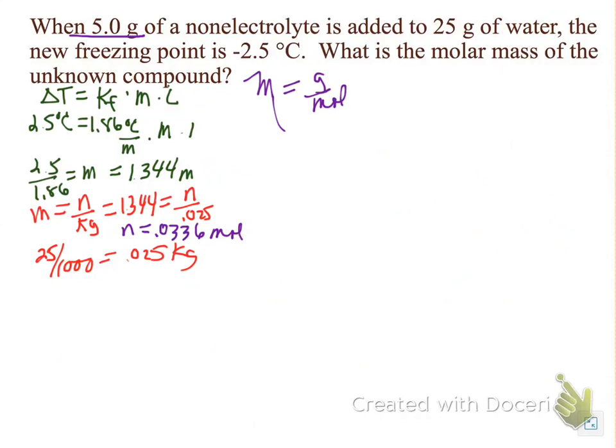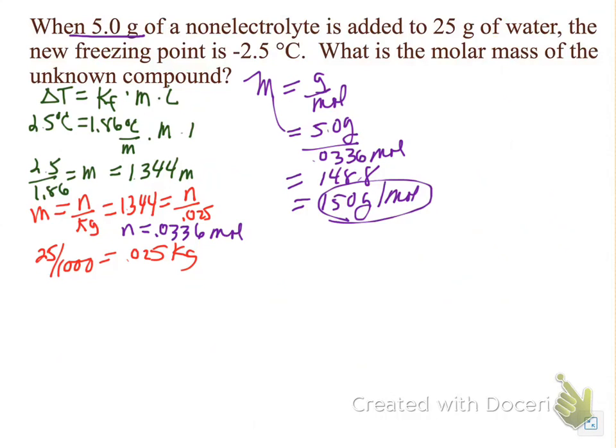And we know molar mass is grams over moles. My grams is 5.0, given to me in the original problem. My moles is 0.0336 moles. I divide that out, and I get 148.8. I only want 2 sig figs, because that's what all my givens have. So my molar mass is going to be 150 grams per mole. Okay, we're going to stop right there.